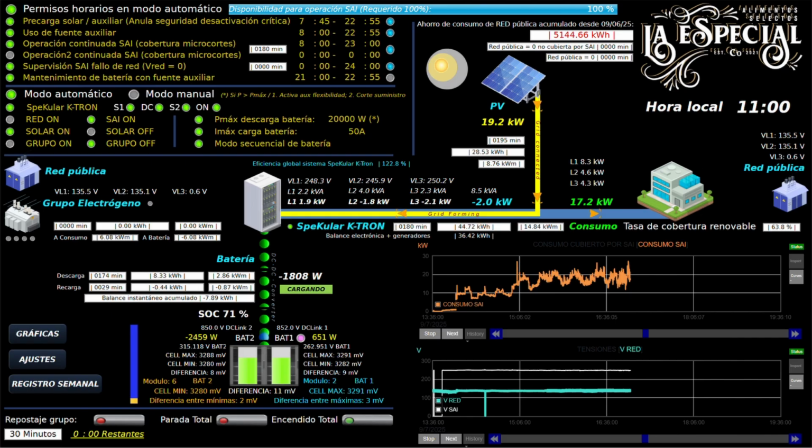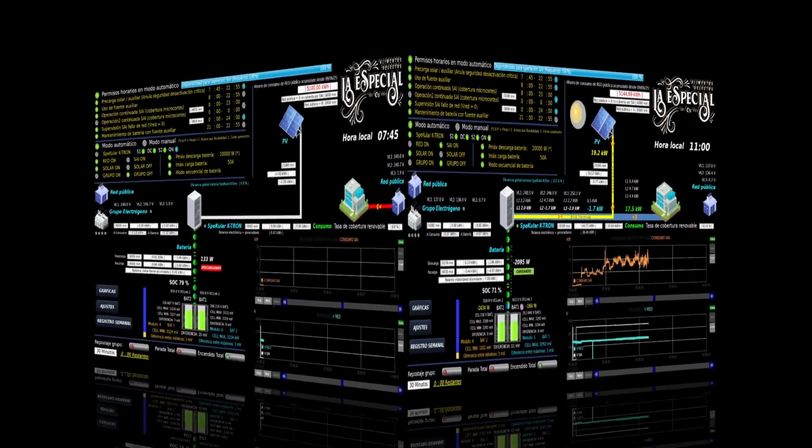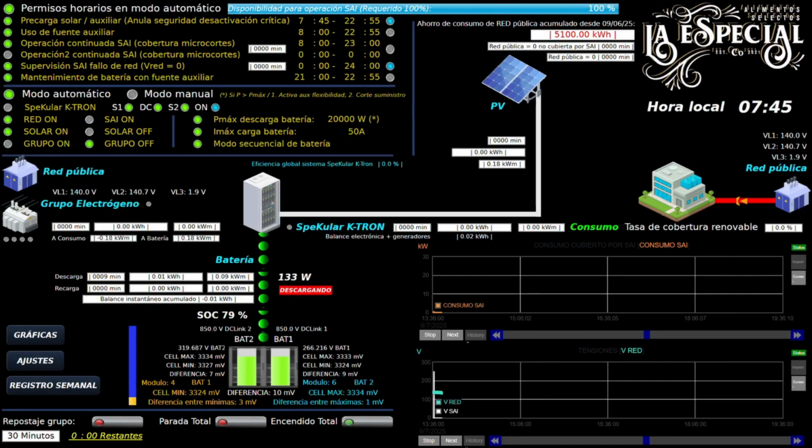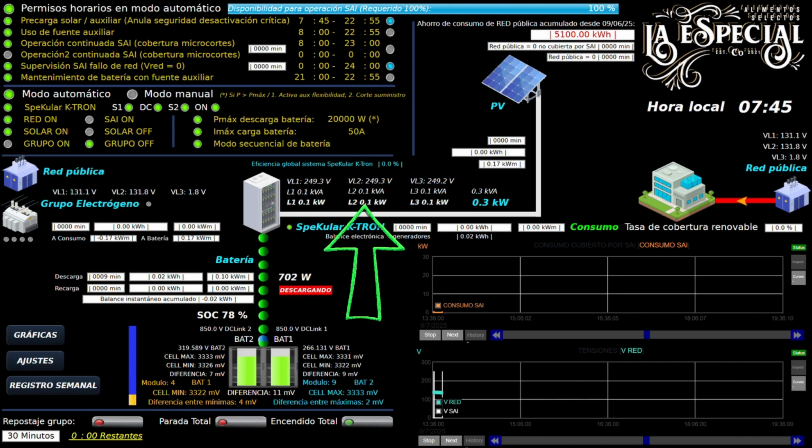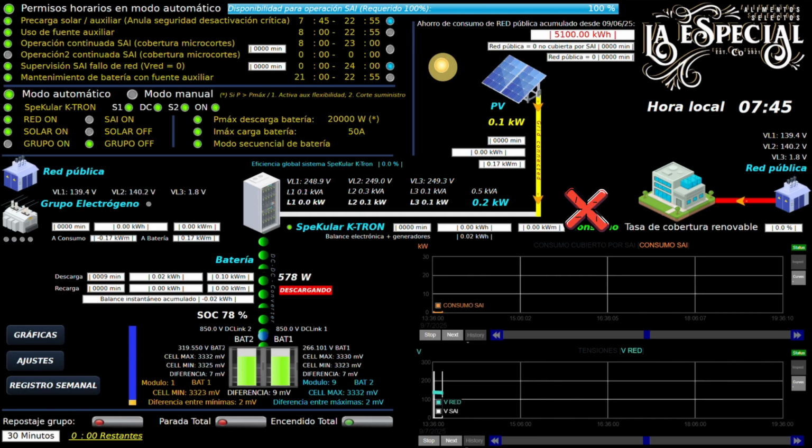When SpeKular TRON is set up to stay in hibernation mode, it will operate in pre-charge mode before starting UPS mode. During pre-charge mode, SpeKular TRON prepares the battery with the renewable source building the grid, but operating in a standalone way, isolated from the consumptions, to only supply renewable energy to the battery.